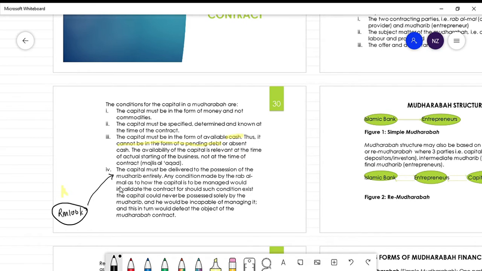It cannot be that he tells how the capital should be managed, because if he tells it like that, it will invalidate the contract or defeat the object of the Mudharabah contract. Okay, those are the 4 conditions for capital under Mudharabah.